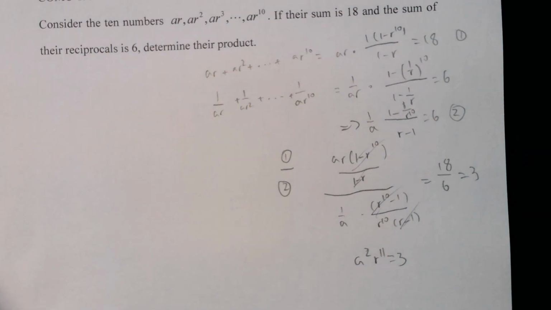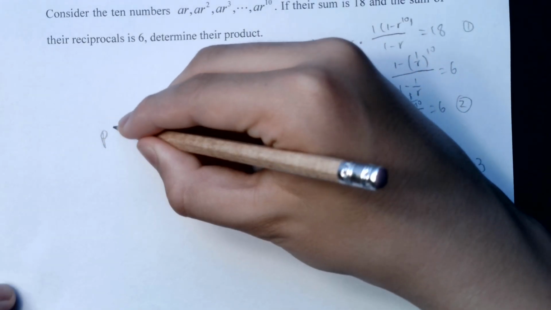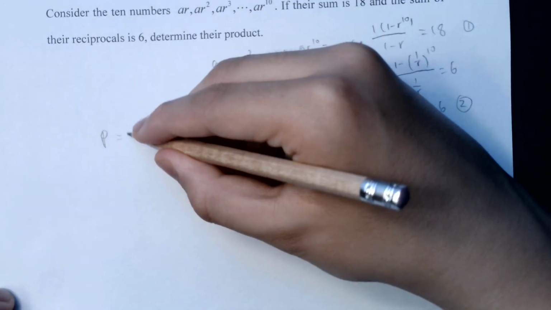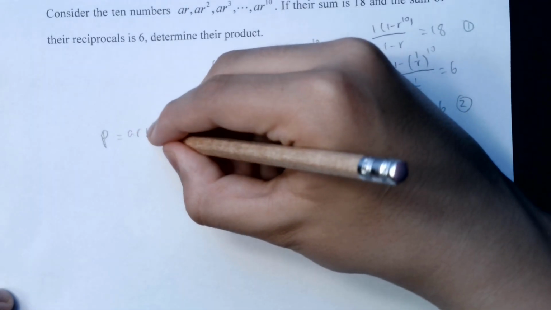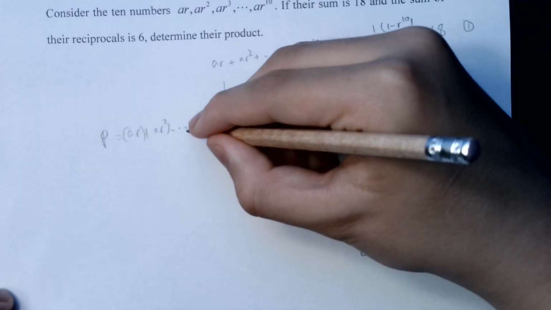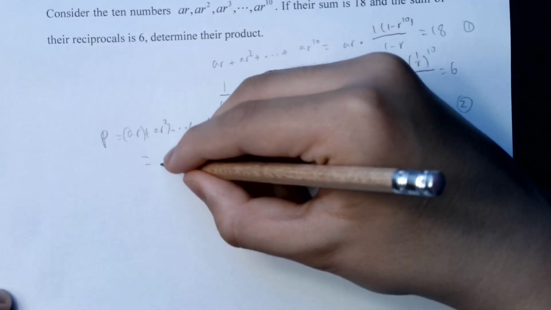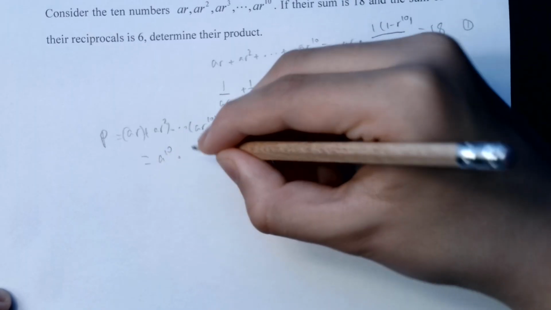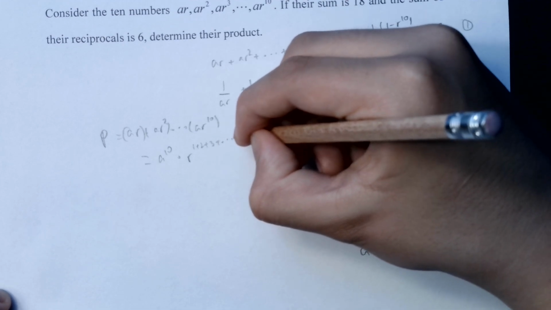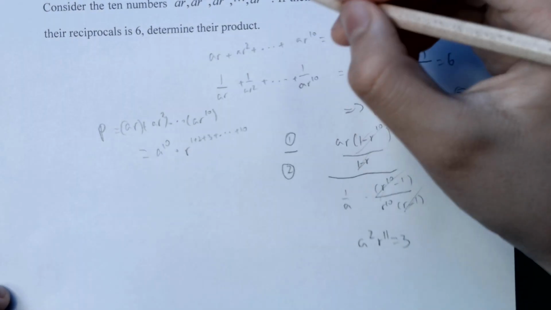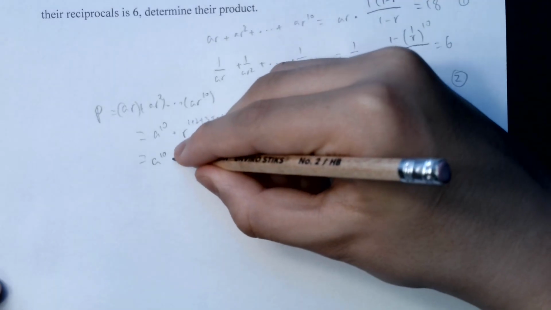And we can see here, now let's look at the product. We're going to say the product is going to be equal to p, so p for product. And we can see that this is going to be equal to AR times AR squared times all the way up to, actually I'm going to do brackets here so it's easy to see because it's dots, all the way to AR to the power of 10. And this is going to be equal to A to the power of 10 times R to the power of 1 plus 2 plus 3 plus all the way up to 10.